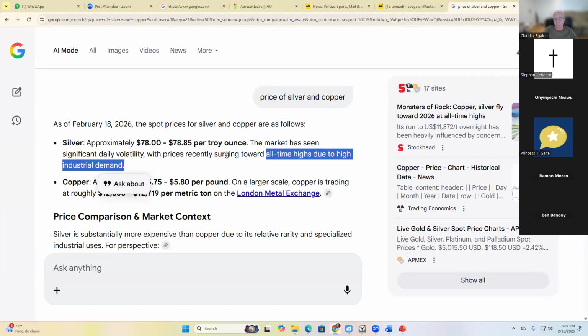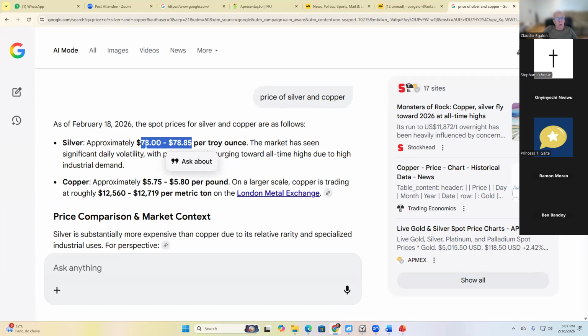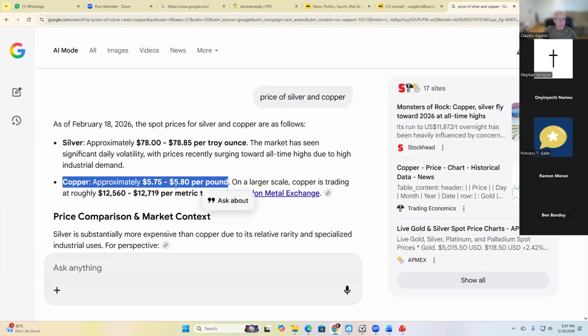Because there's still a premium that you have to pay if you want to buy silver. That's the paper price of silver here in the United States. But the physical price, if you want to buy actual physical silver, you have to pay more than $100 per troy ounce. Look at the price of copper. It's not 5.75 per ounce, it's 5.75 per pound. So it's much cheaper than the price of silver, right?